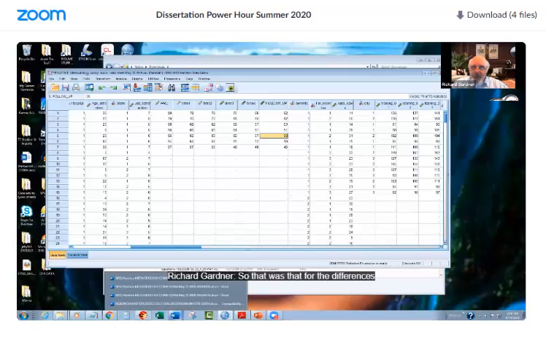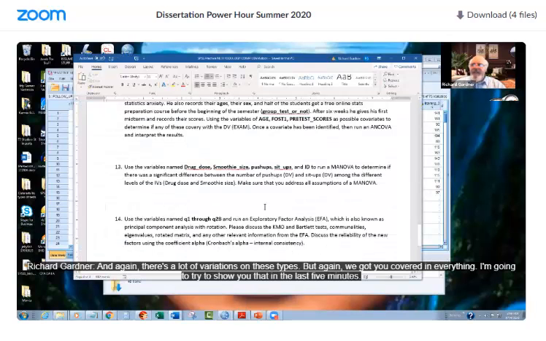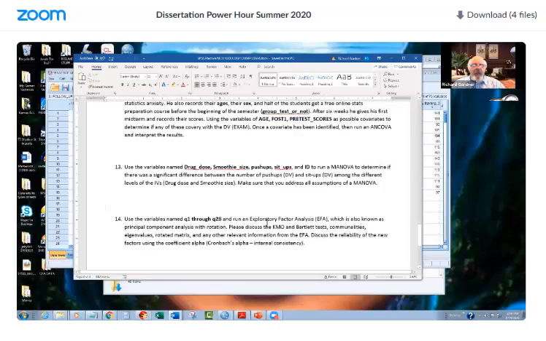So that was it for the differences. Okay? And again, there's a lot of variations on these types, but again, we got you covered in everything. I'm going to try to show you that in the last 5 minutes.